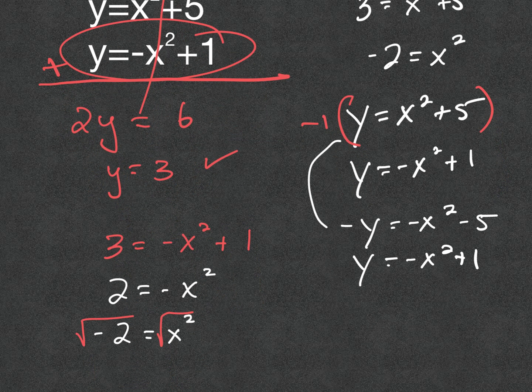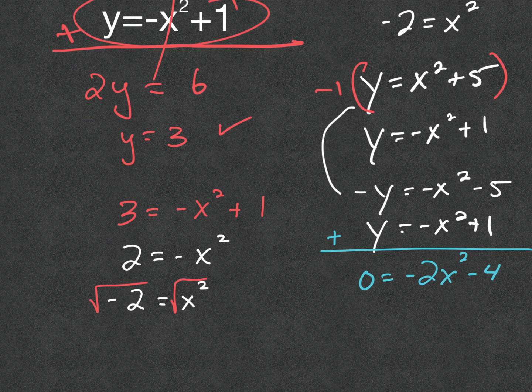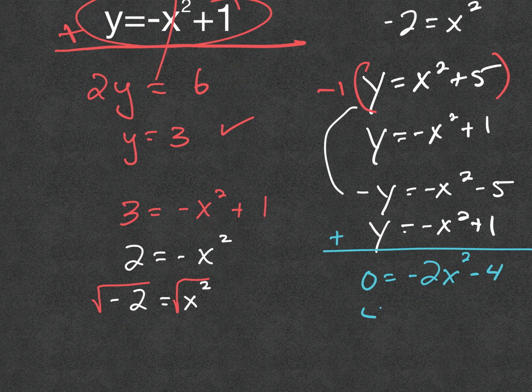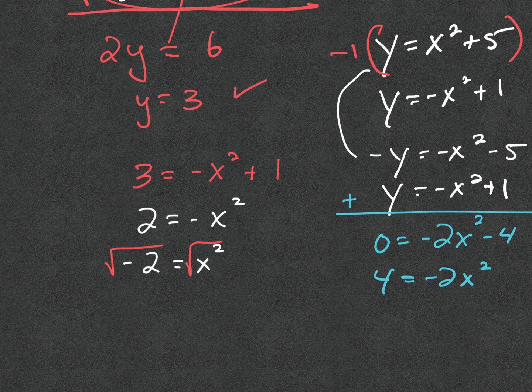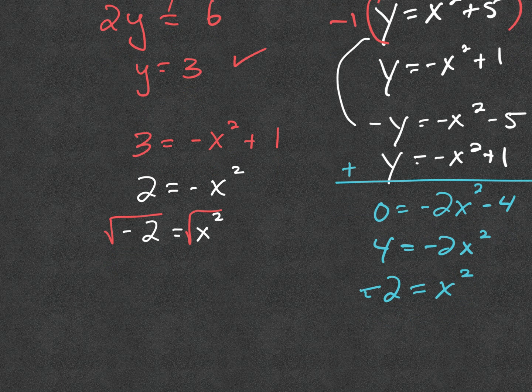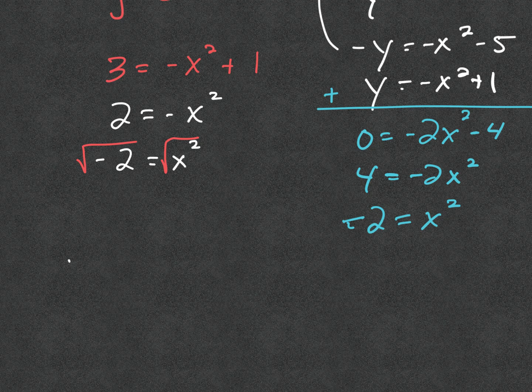Let's add these together, because so far nothing seems to work. So we get 0 equal to negative 2x squared minus 4, right? Okay. So we add 4, we get 4 equal to negative 2x squared, which is again negative 2 is equal to x squared, and we have no solution. Why is there no solution? Let's be clear, there's no solution to this.